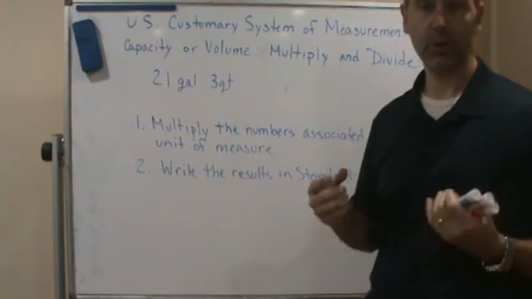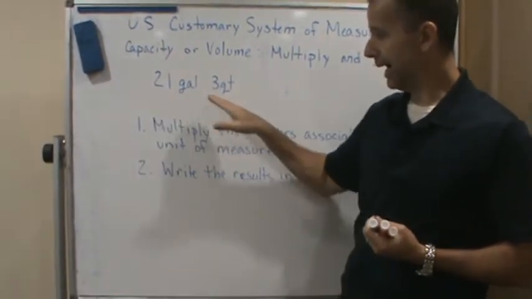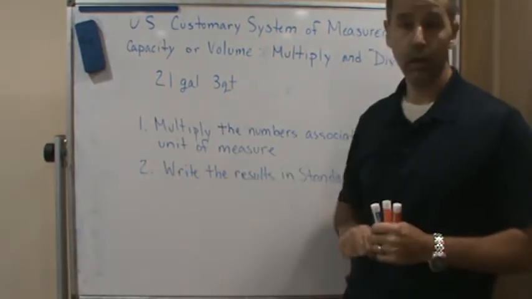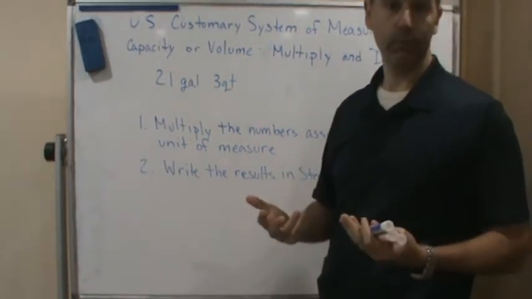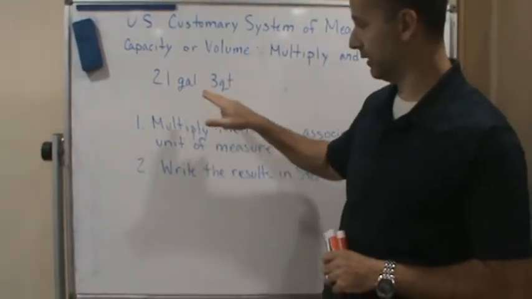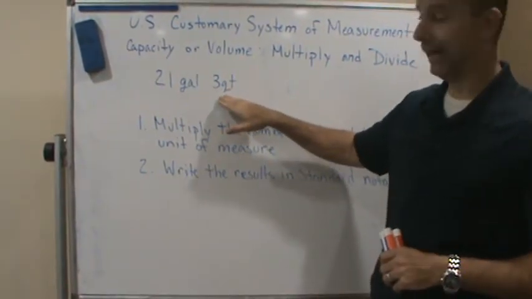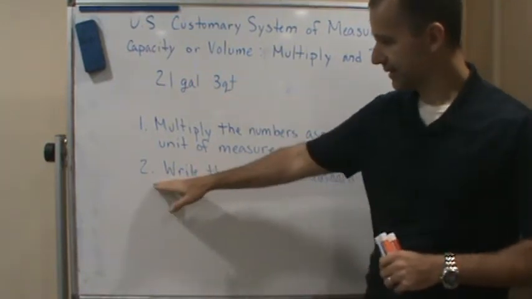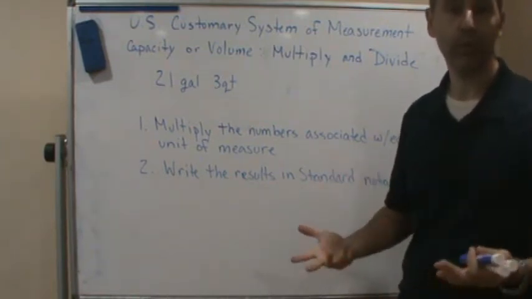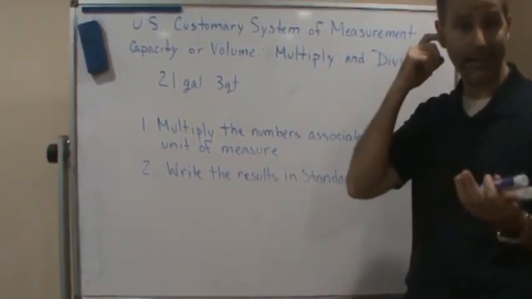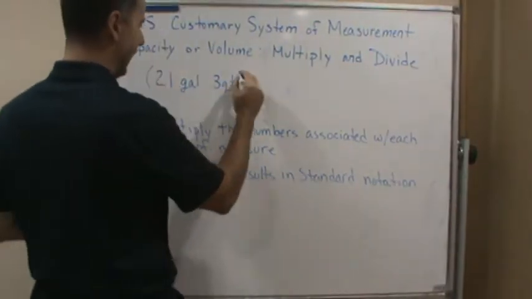The first step is you're going to multiply each unit of measure, each value, by that number accordingly. So in this case, if I wanted to find out the total volume, the first thing I would do is multiply each one of these by 8. So I would multiply 21 gallons by 8, and I would multiply 3 by 8. And then the second step is to write the results in standard notation, which means regroup as necessary.